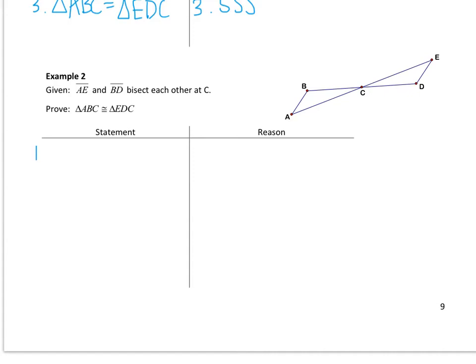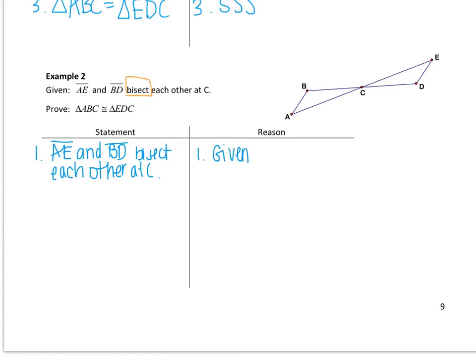So here I'm going to start with my given, AE and BD bisect each other at C. Now that word bisect means to cut or divide into 2. So here AE bisects BD. So that means BD is getting cut in half. But because it says that they bisect each other, that means also that AE is getting cut in half.